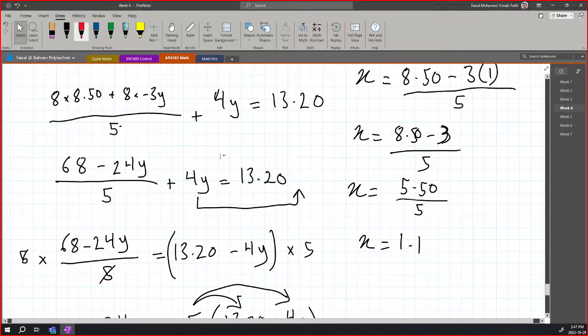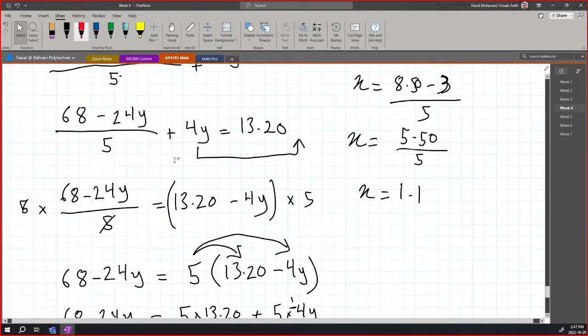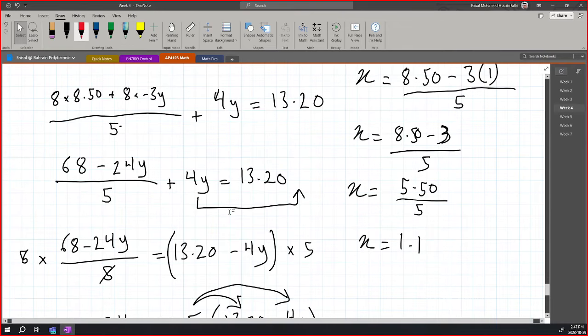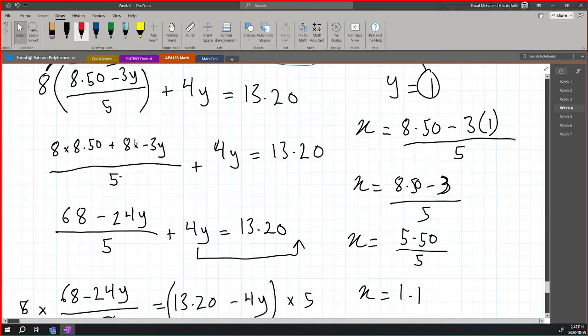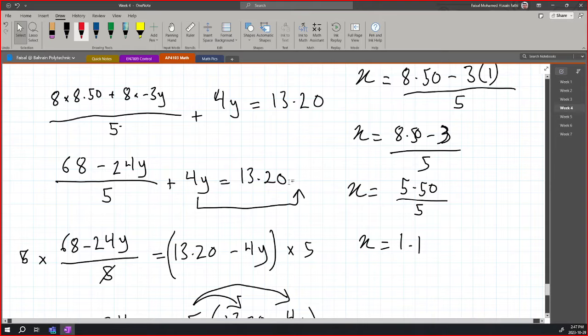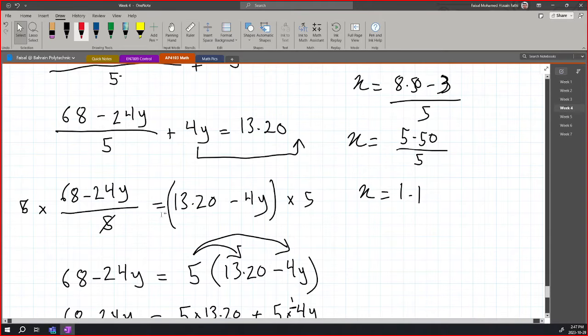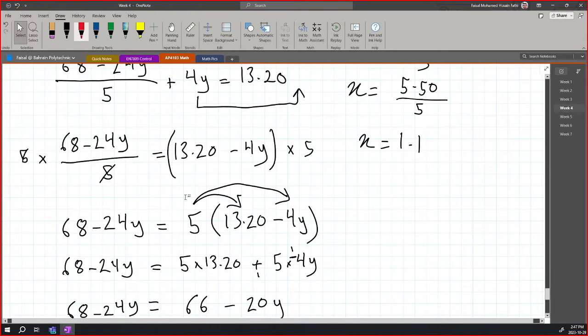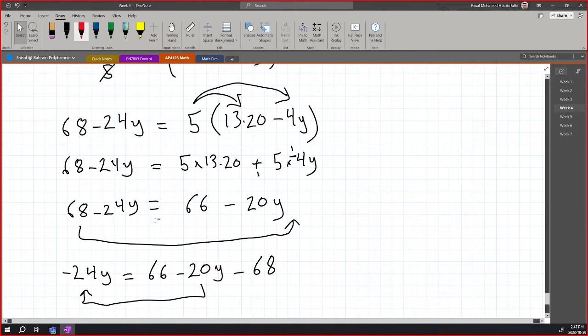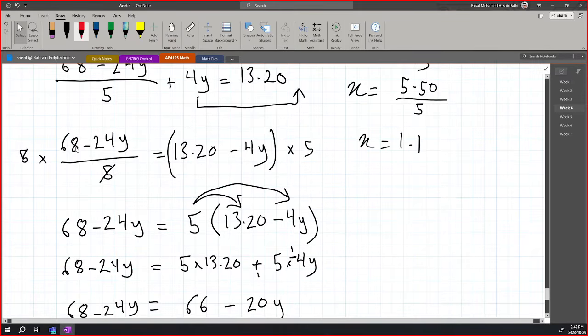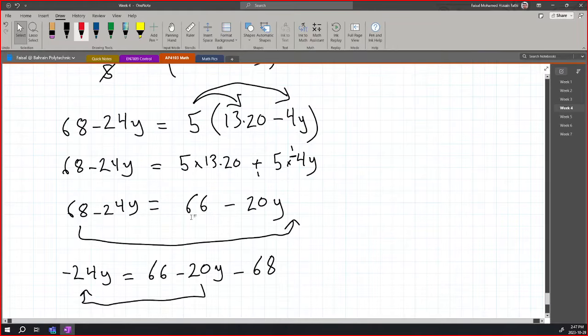And I will tell you now how you can check if you have a mistake in the final answer, how to double check it later. But just give me 1 second. 68 plus 4y, correct. Times 5, correct. Here we distributed minus 20, 66, 68 minus 24. Okay.